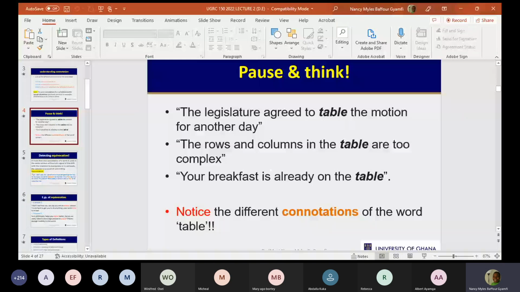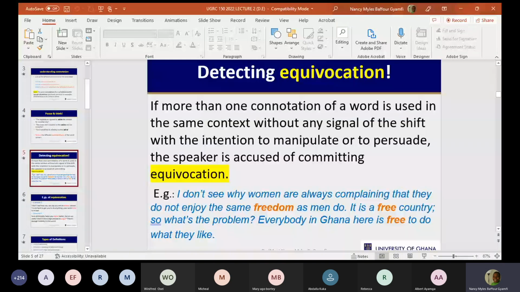Now, let's read something on the screen. If you confuse the different connotations of one word in the same context, as if it references the same thing, equivocation. Let us read that.